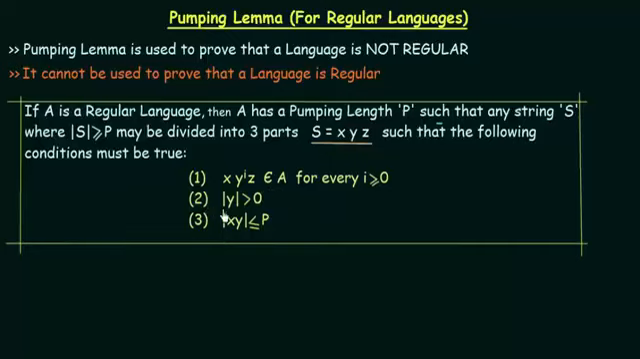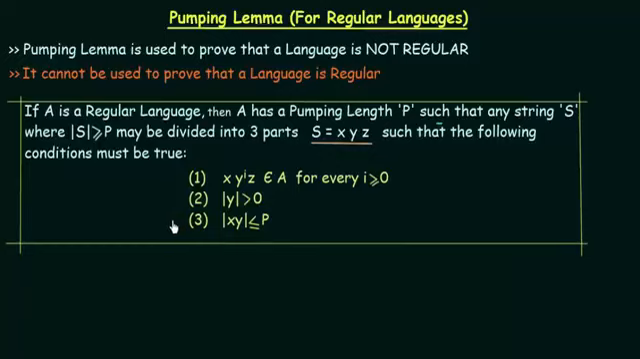The second condition says that the length of Y should be greater than 0, and the third condition says that the length of XY together must be less than or equal to P, which is the pumping length. So for a language to be regular, these three conditions must be true. This is what we get from the pumping lemma.